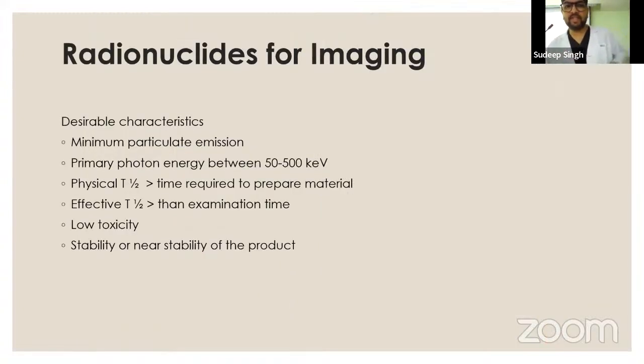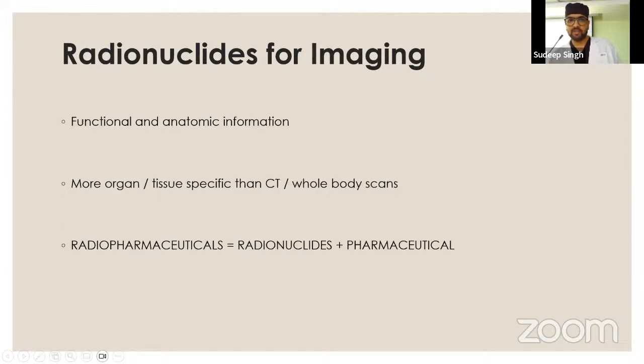For radionuclides used in imaging, the desirable characteristics are minimum particulate emission. Primary photon energy should be between 50 to 500 kiloelectron volts. The physical half-life should be more than the time required to prepare the material, and the effective half-life should be more than the examination time. There should be low toxicity, and stability or near stability of the product. It provides functional and anatomical information, and it is more organ or tissue specific than CT or whole body scans.